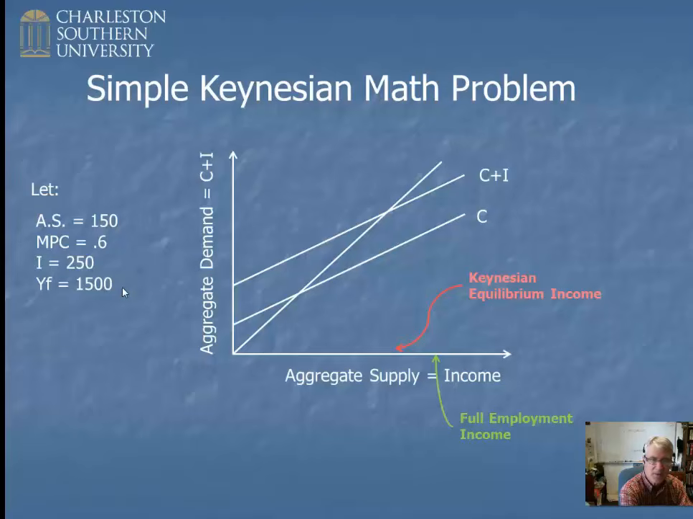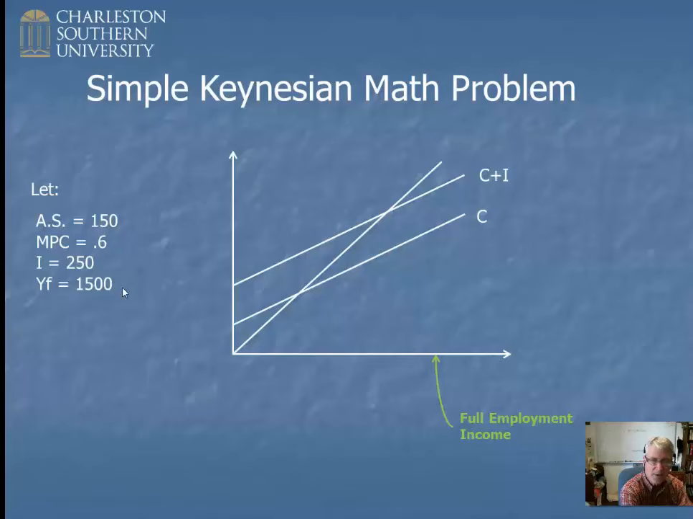So first, I just want to get those numbers into my picture. So I'm cleaning my picture up just a little bit. So we have 1,500 is out here. This is full employment. And then autonomous spending is 150. That's this number right here. Business investment was 250. That's this distance right here. And that means, of course, this number is going to be 250 plus 150, or 400. Right? That number is 400.